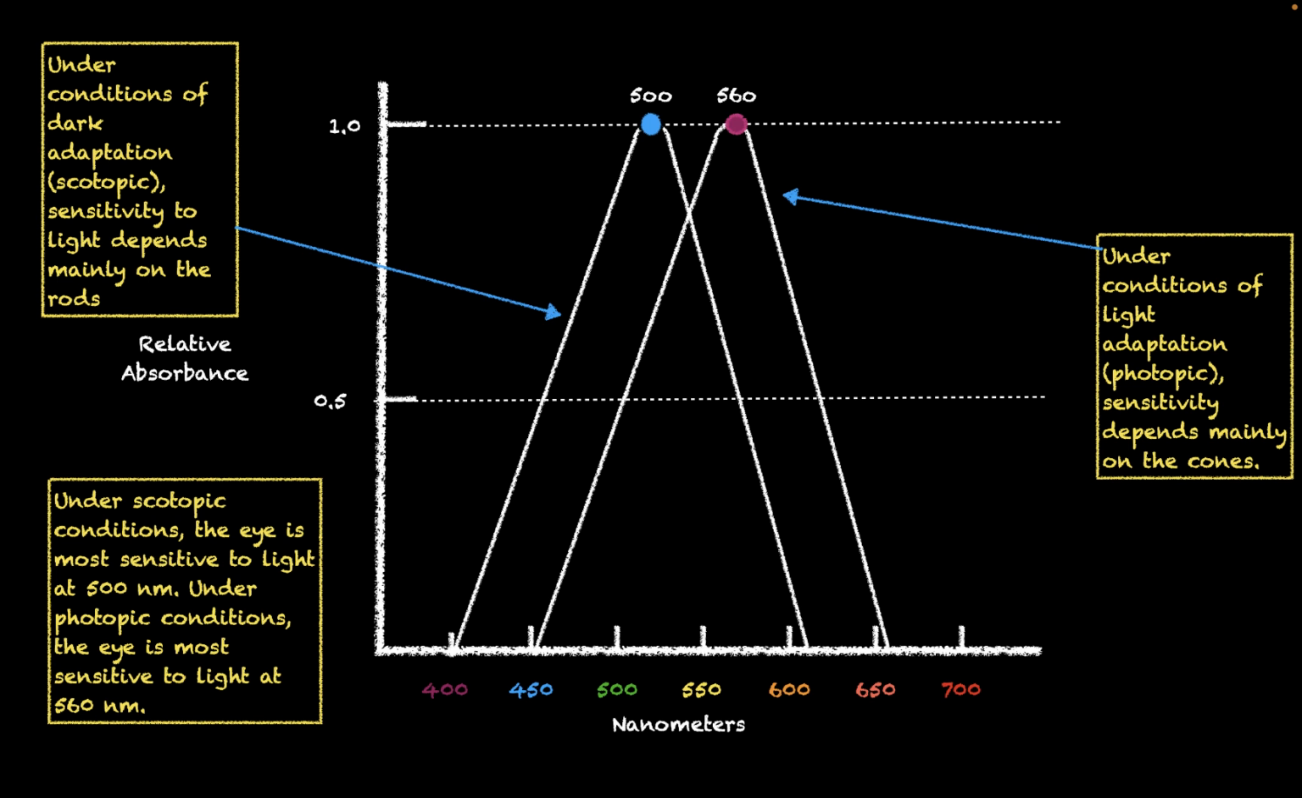So what do we get in general from this graph? Under scotopic, or dark adapted conditions, the eye is going to be most sensitive to light at 500 nanometers. Under photopic conditions, which is under light conditions, the eye is most sensitive to light at 560 nanometers.